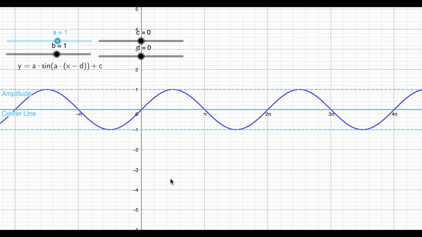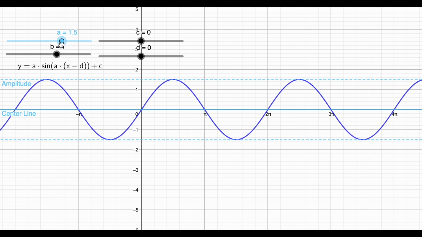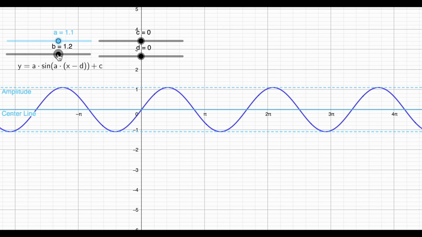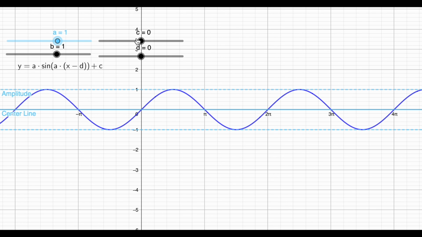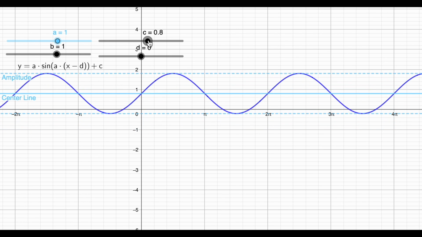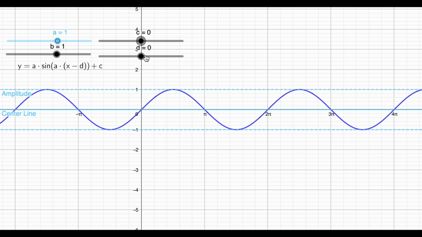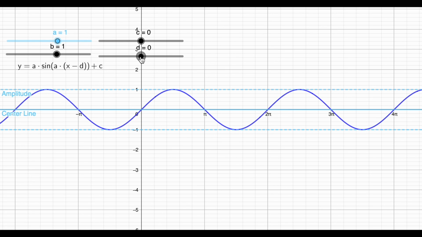The sine function has the same properties as the cosine. There's the center line, the amplitude. If you stretch the amplitude by making it bigger than 1, you can just move it up and down. You can move it back and forth, squeeze it in and out, just like it was before. So if we put it at 1, and we put it at 1, you get this. Again, up and down doesn't change the period, it changes where the center line is, and you can do the same thing. Transform it back and forth.